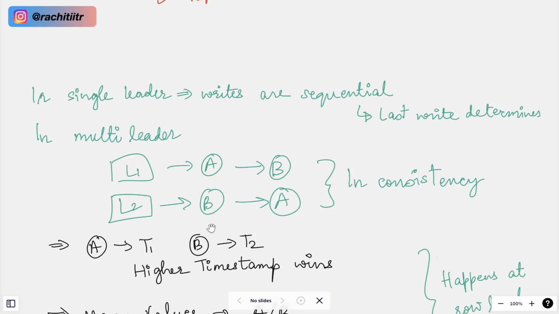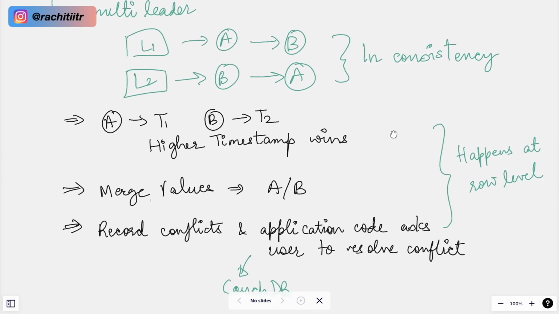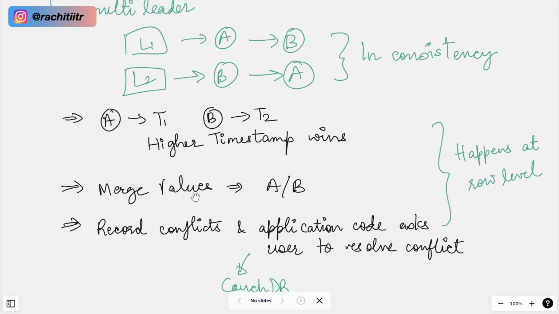One example to do that is to capture the timestamp for every write. Let's say write A happened at T1 and write B happened at T2. Instead of saying last write, we can say the higher timestamp wins, and this is still better. So this is one way. The other way is to merge values. Let's store both, A comma B, and show both as comma separated values.